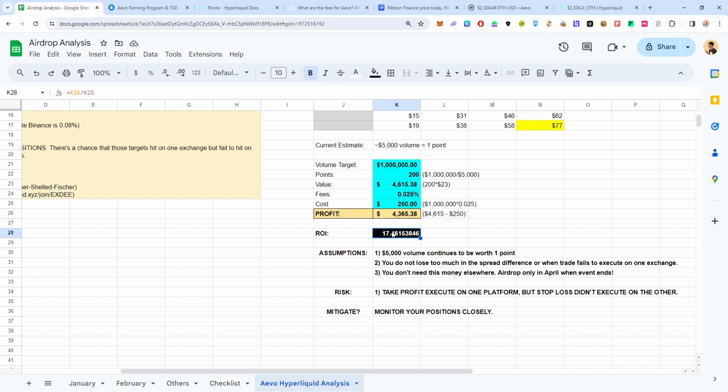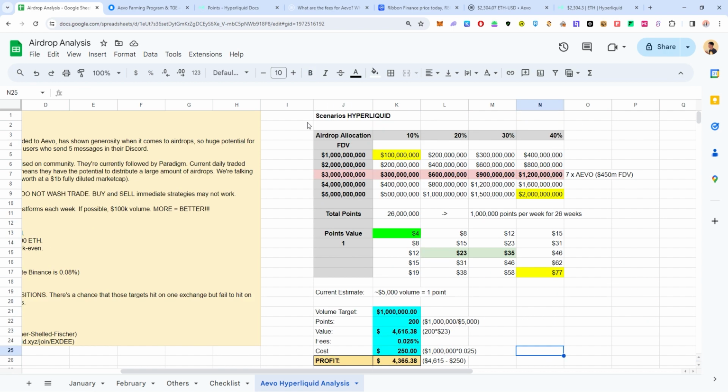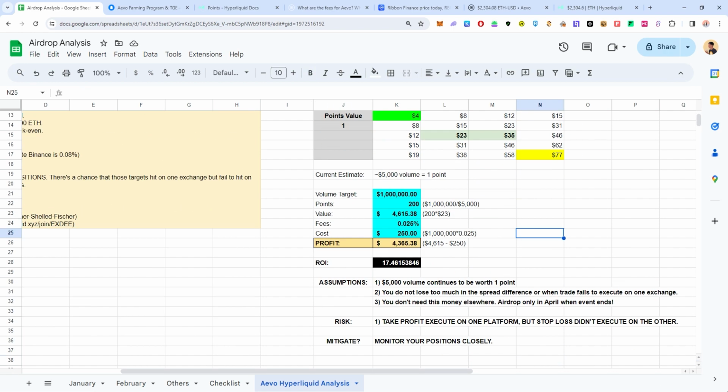I'm being very transparent right now. I don't think this strategy is for everyone. It's up to you how much risk you can take, how much funds you can put inside, how much fees you are willing to pay, and how much you are willing to put inside without needing the money, because we know that the airdrop for Hyperliquid is only coming in April. Now it's only February. Whatever money you're going to put inside, you're not going to have opportunities to use it elsewhere. These are all the very transparent things that I'm bringing to you guys.